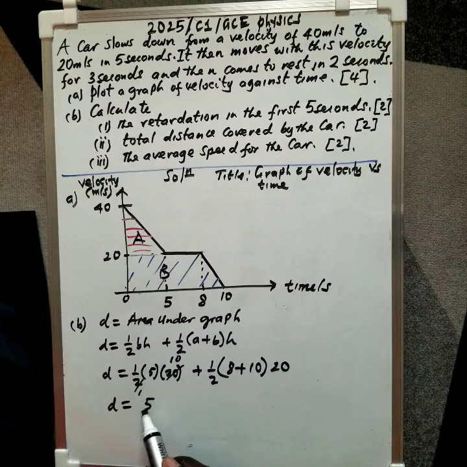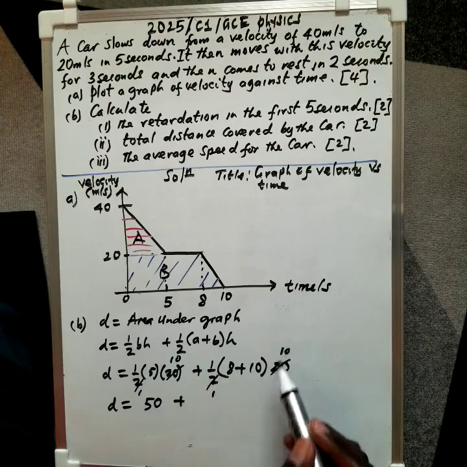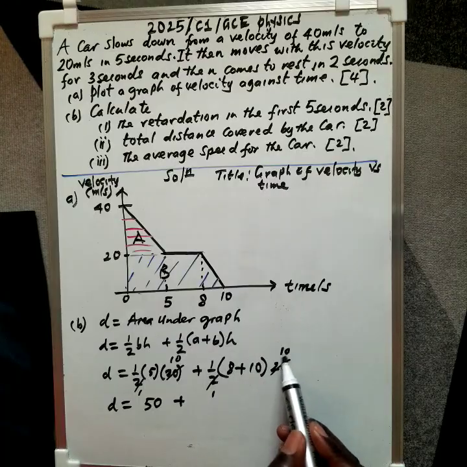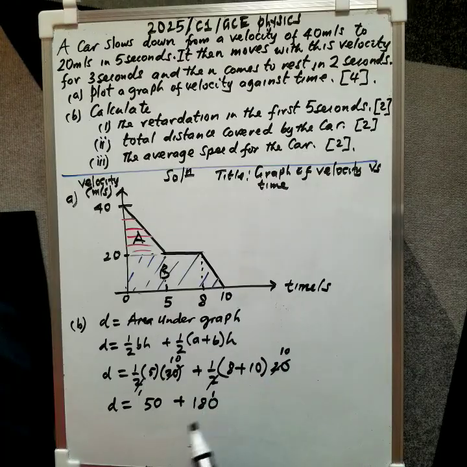So D will be equal to 2 there, 1, 2 there is 10. 10 times 5 will give me 50 plus. Let's work out this. 2 there, 1, 2 there, it's 10. 8 plus 10 will give you 18. 18 times 10 will give you 180. So the distance there, when you add the 2, it is simply going to give you 230 meters.